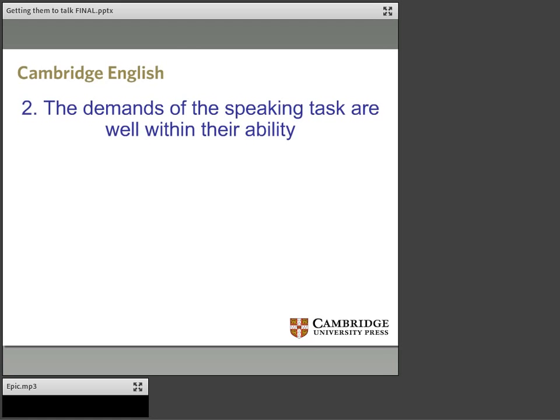My second point was the point about the demands of the speaking task, that they should feel that the demands are well within their ability, they're not too difficult. A lot of the particularly topic-based speaking tasks that sometimes you find in textbooks are really, really difficult.